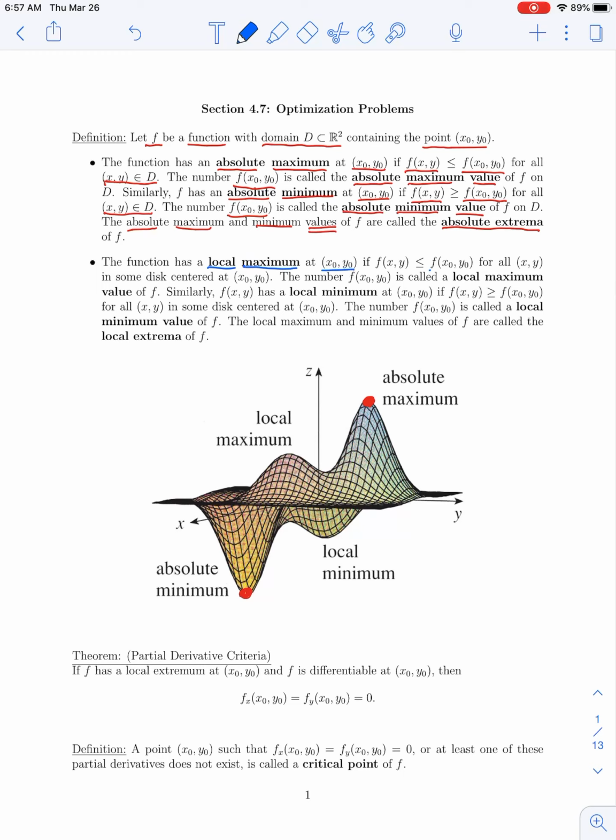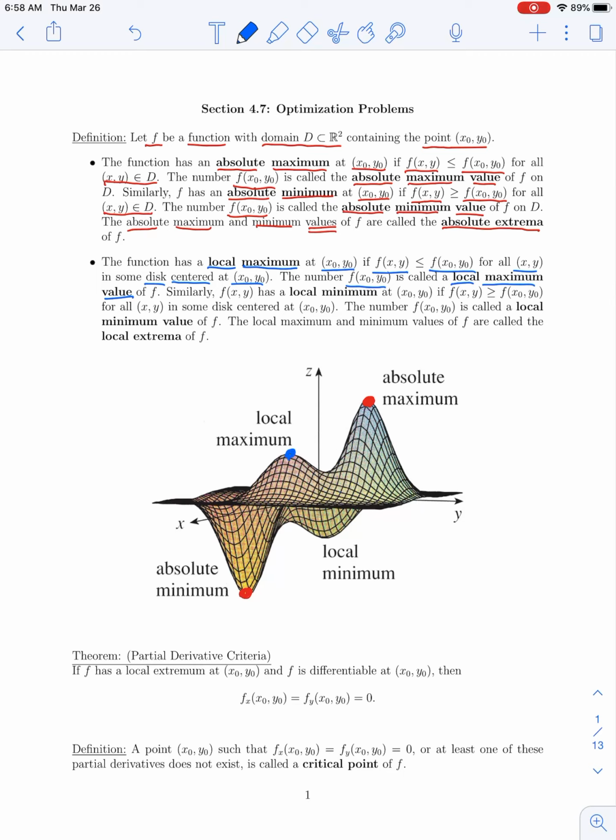So we would say that a function f has a local maximum at a point (x0, y0) if the value of our function at that point is greater than or equal to the value of our function f(x, y) for every point (x, y) in some disk which is centered at (x0, y0). And the value of our function f at (x0, y0) is called a local maximum value of our function.